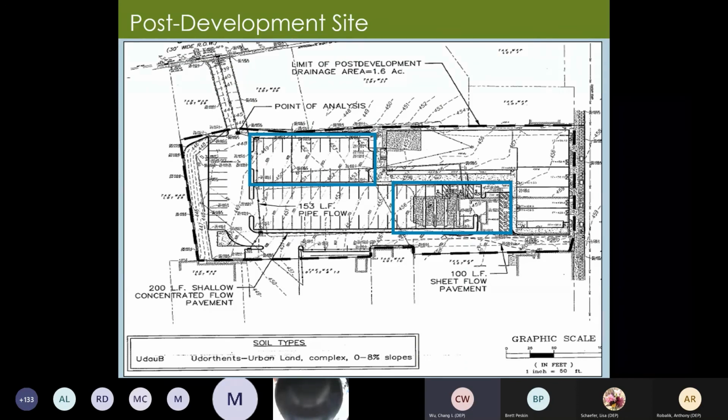So if we review this project under the current rules, or the SCO adapted to our current rules, those two areas circled by the blue lines would be the areas that have the new motor vehicle surface. They were subject to the 80% TSS removal rate, and they have to do water quantity and recharge too.